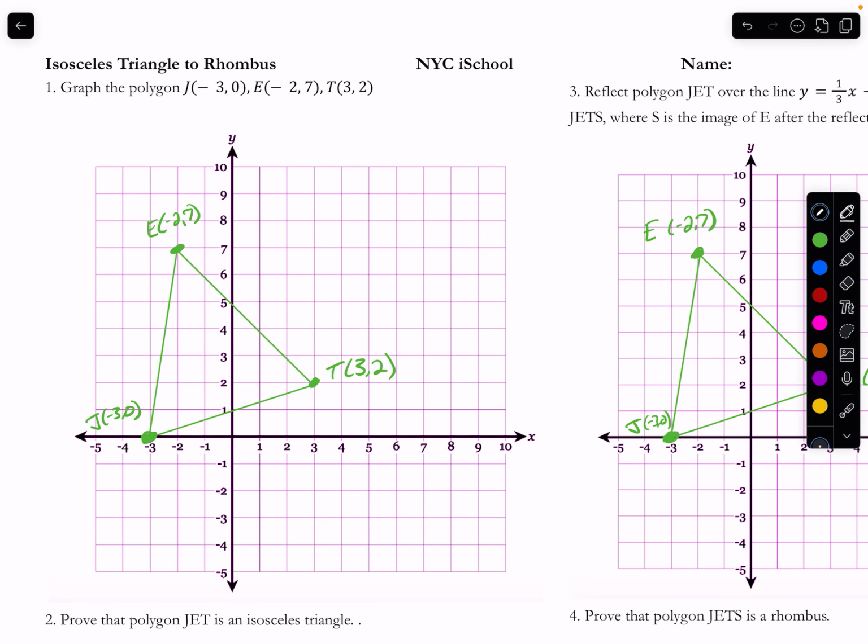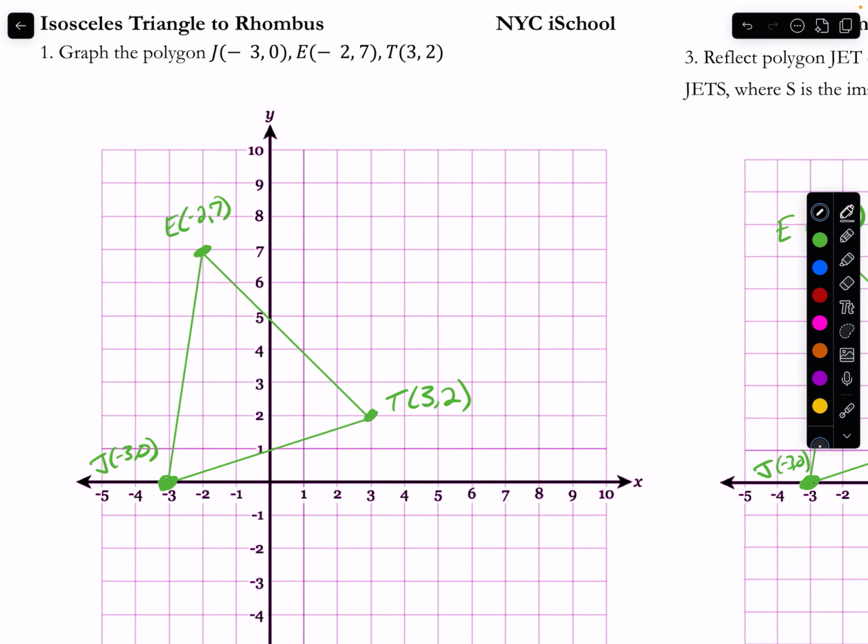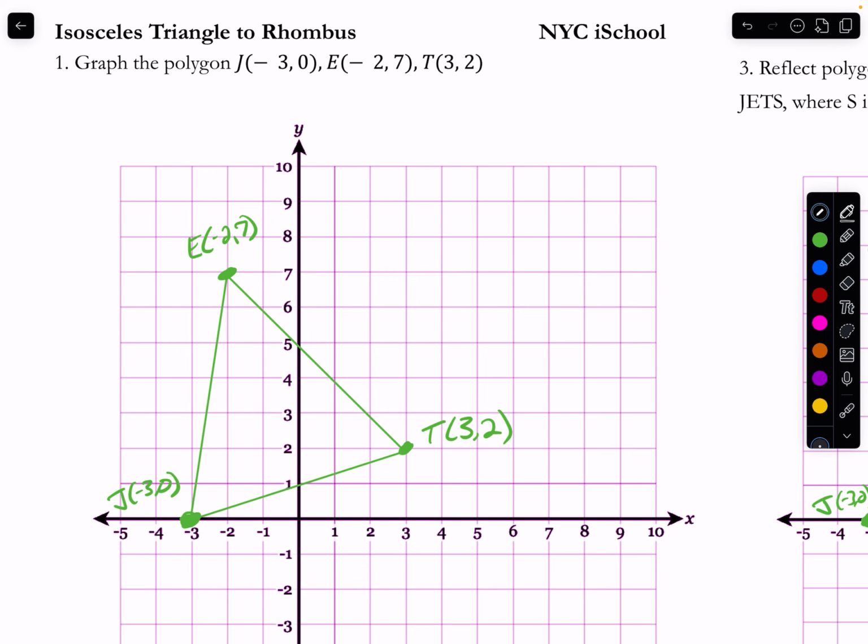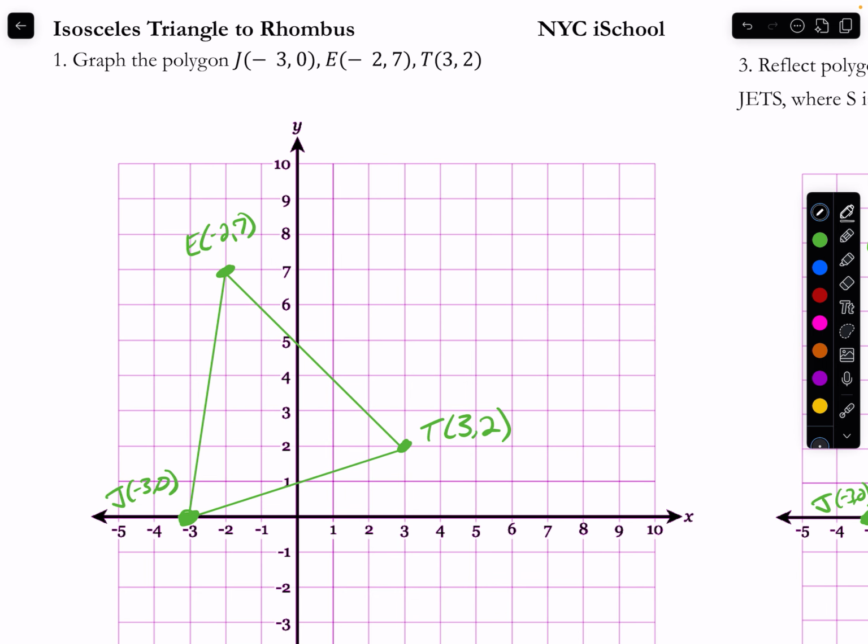Okay, we're going to take a look at this coordinate proof here, which comes in a couple of steps. First of all, we're going to graph the polygon JET, the jet, all right? So a couple of things to make sure that we think about. Make sure that when we label, we're adding our coordinates.